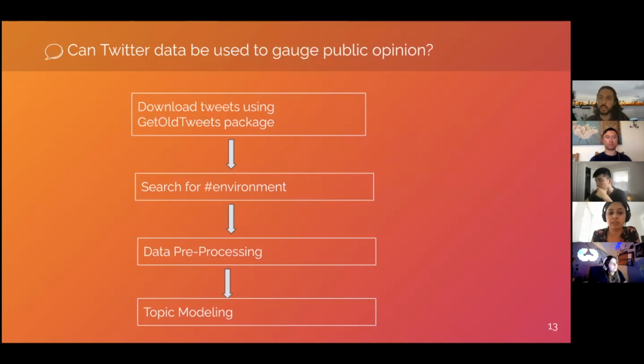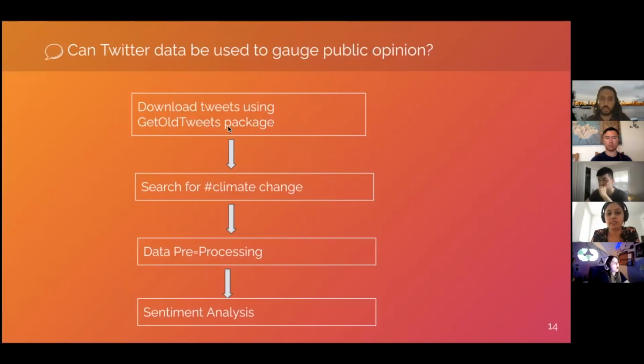So we wanted to search for the hashtag environment, do some data pre-processing, which you've definitely seen in the NLP part of this workshop. And so that was removing the words that we didn't need, and then tokenizing the words and all that. And then we used a method called topic modeling, which basically finds the most important topics or words that have clusters of other words around them. And that was one approach that we used.